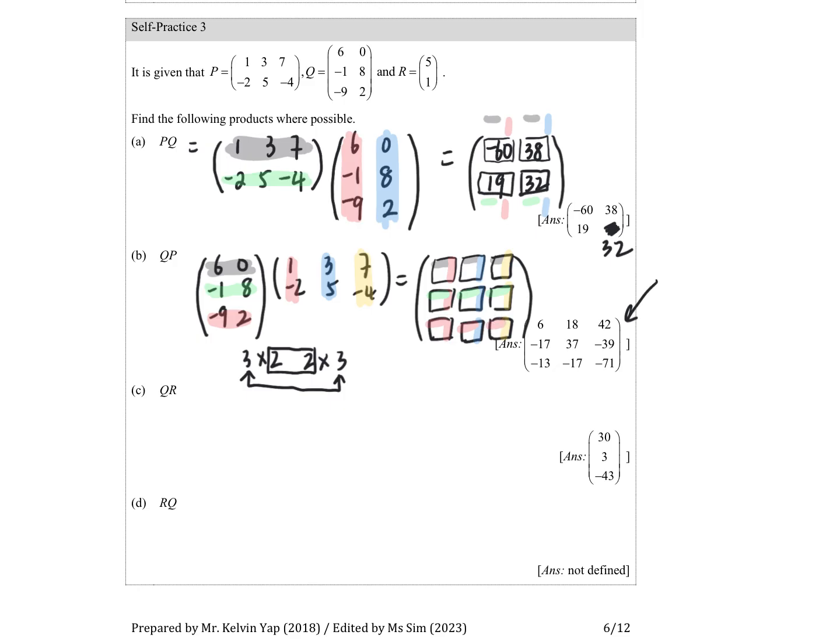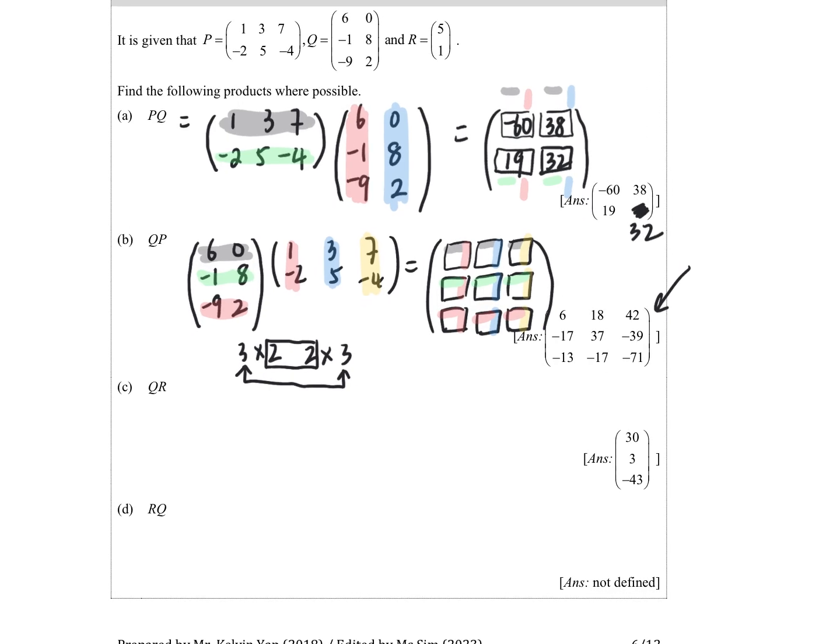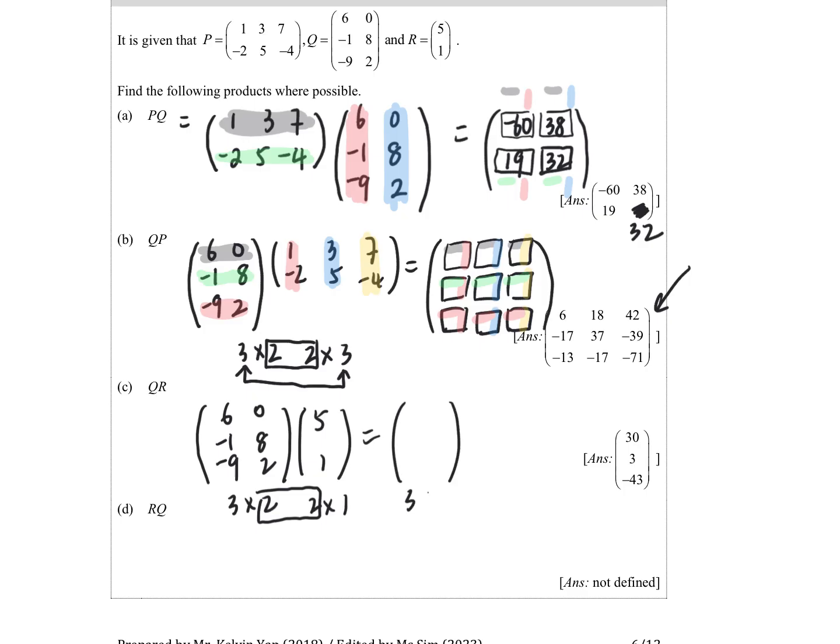Okay, double check. Black times red, then black times blue, then black times yellow. Okay, check through. You need to practice this. It is easy to score for matrices. You just need to be careful, so must get the marks. Any error? Okay, final answer is a 3 by 1.